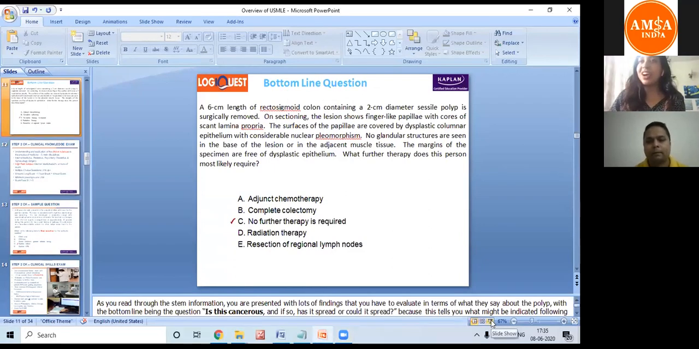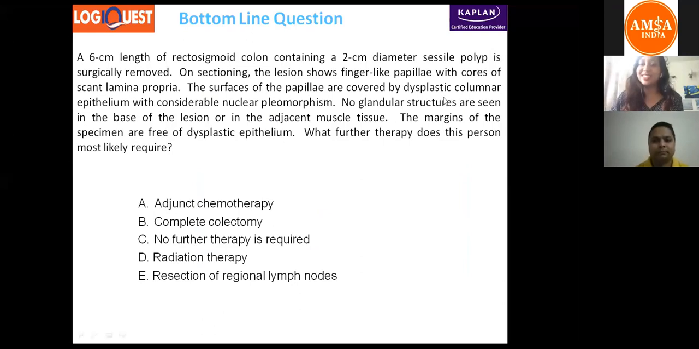Someone has said this is a hard question. Yes. Okay, so what are the answer choices, if I may know? People have said A, C, D, and E. Okay, so there's everything except for B. I think this one is a tough one. People are a little bit confused. The margins of the specimen are free of dysplastic epithelium. Think about it. Now I've given you a hint.